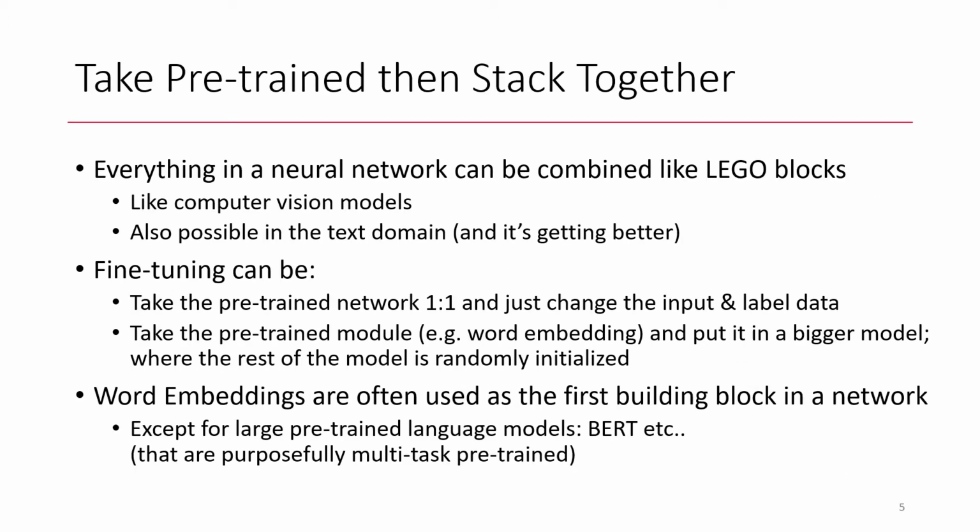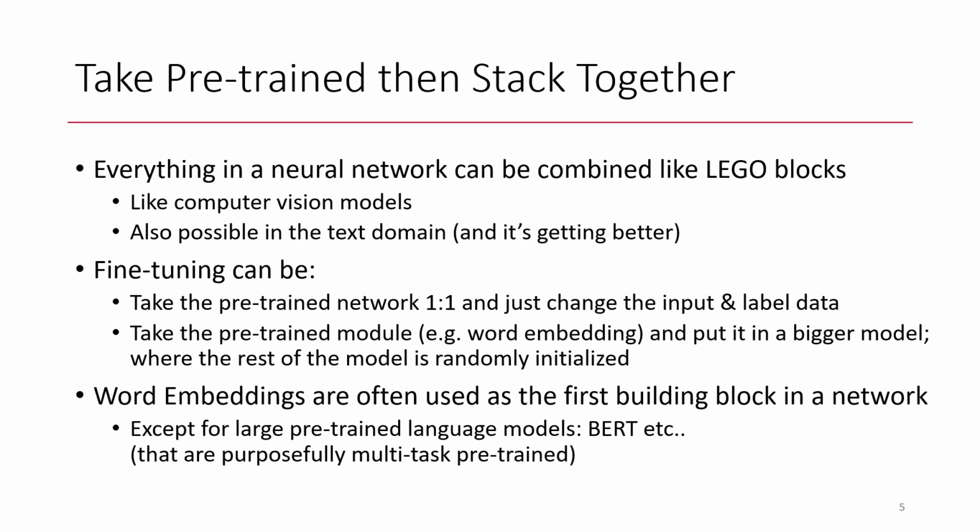And of course, we can take the pre-trained embedding and not only continue to use that exact pre-trained embedding, but we can stack it together like Lego blocks with other stuff, right? So this is very common in the computer vision domain, but it's getting better and better in the text domain as well. So for example, we can take our pre-trained module, like a word embedding, and put it in a bigger model, where the rest of the model that utilizes the word embeddings is randomly initialized and only trained in the fine-tuning task.